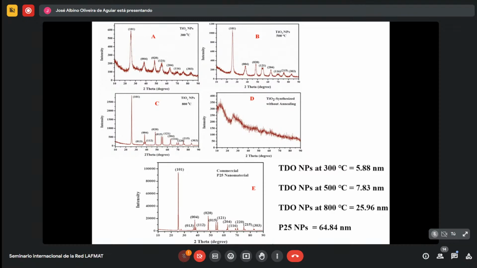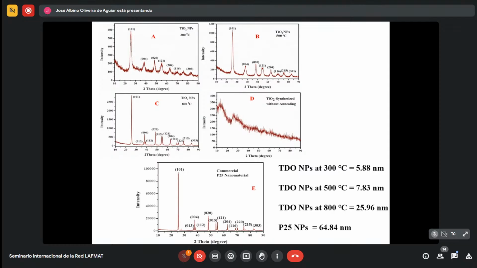At higher temperature, very fine sharp peaks, which shows very good crystallinity of the material, its crystalline nature. We also compared with the commercial titanium dioxide nanomaterial, and how it looks at higher temperature. So this is the titanium dioxide nanomaterial.